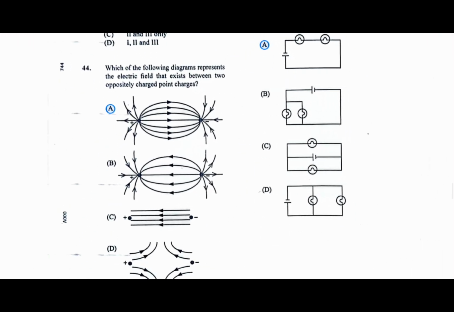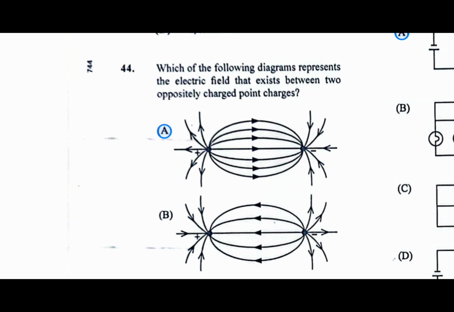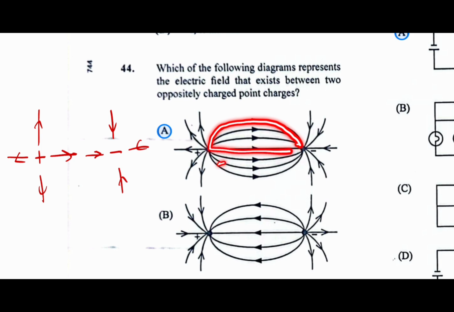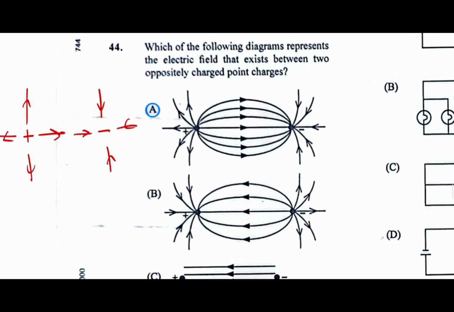Question 44. Which of the following diagrams represents the electric field that exists between two oppositely charged point charges? I just want you all to remember that if you have a positively charged particle, the electric field lines are going to extend outwards. And if you have a negatively charged particle, the field lines are going to extend inwards. And obviously, since they are oppositely charged, they're going to attract each other. So the positive is going to extend outwards and is going to be attracted to the negative, right? And this is the only diagram that reflects these properties. So 44A.